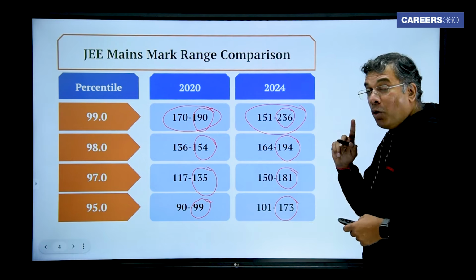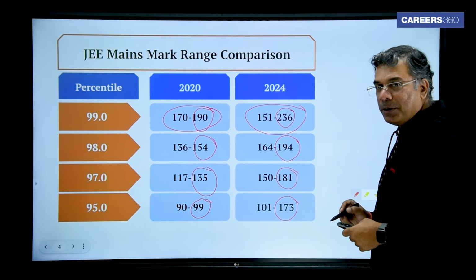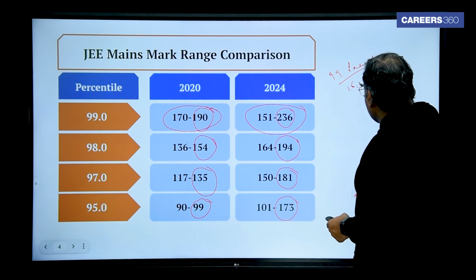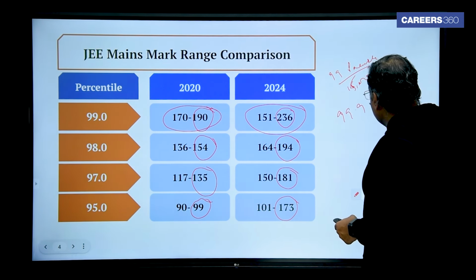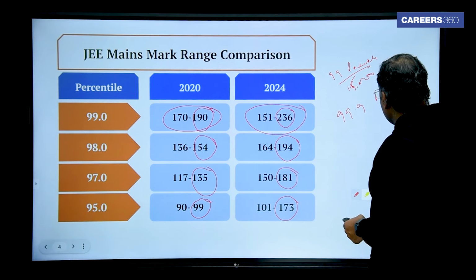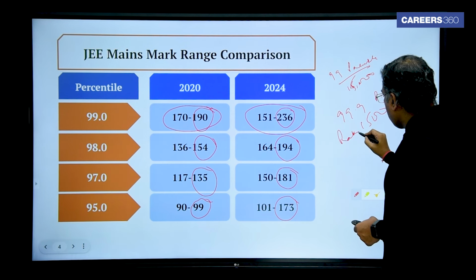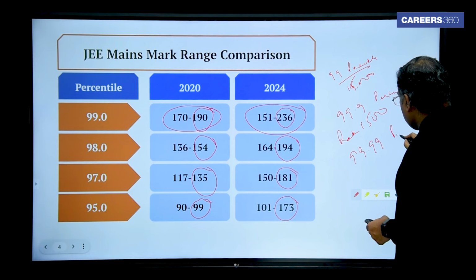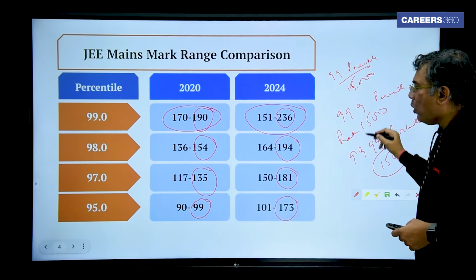Right? And most importantly, when you look at a percentile, let's assume for a moment that you actually have 15 lakh students taking the examination. So at 99 percentile, you'll get 15,000 rank. At 99.9 percentile, you'll get 1,500 rank. And at 99.99 percentile, you'll get 150 rank. Right? This is very important for you to understand.